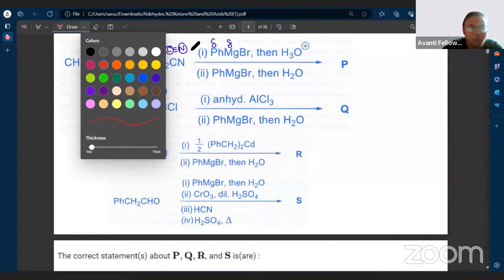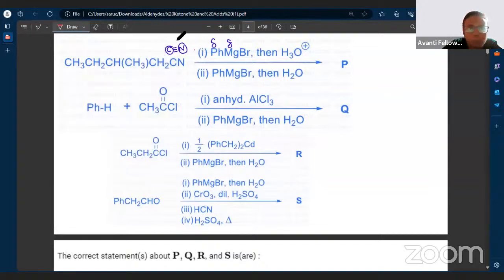Nitrogen pulls the electron towards itself, so it will have a negative charge and carbon will have a positive charge. Carbon gives the electron, so partial positive charge on carbon. Same way you can put it for PhMgBr. Mg is a metal, so it will have a positive charge and Ph will have the negative charge. Since nitrogen is negatively charged, it will attract MgBr. And the cyanide carbon is positively charged, so it will attract Ph.